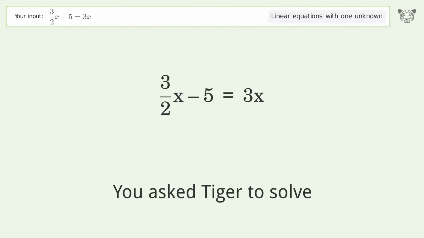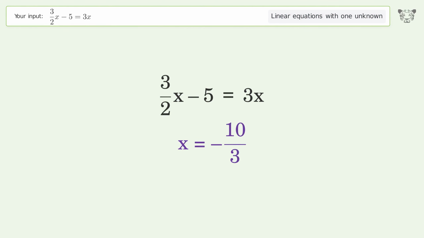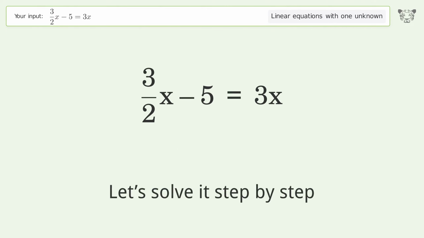You ask Tiger to solve this. It deals with linear equations with one unknown. The final result is x equals -10/3. Let's solve it step by step.